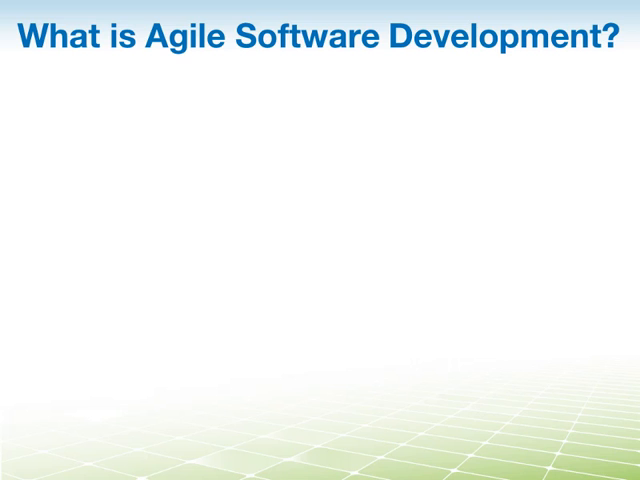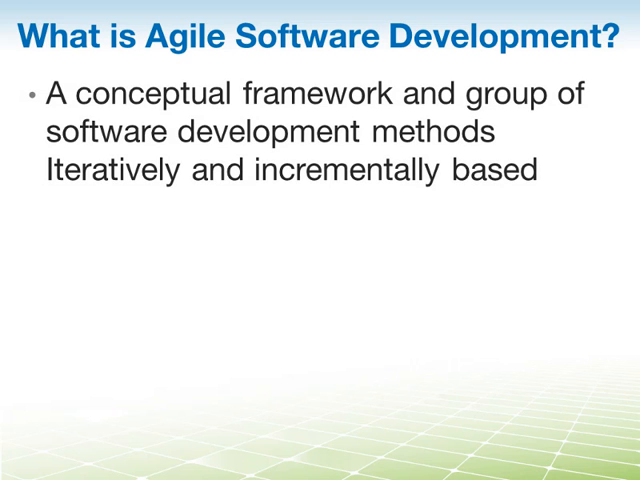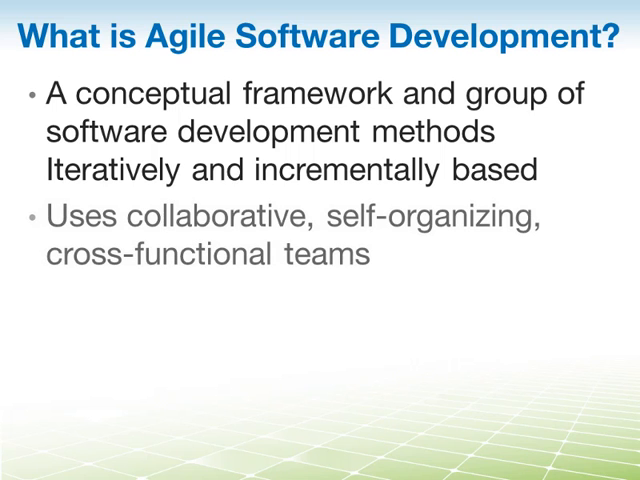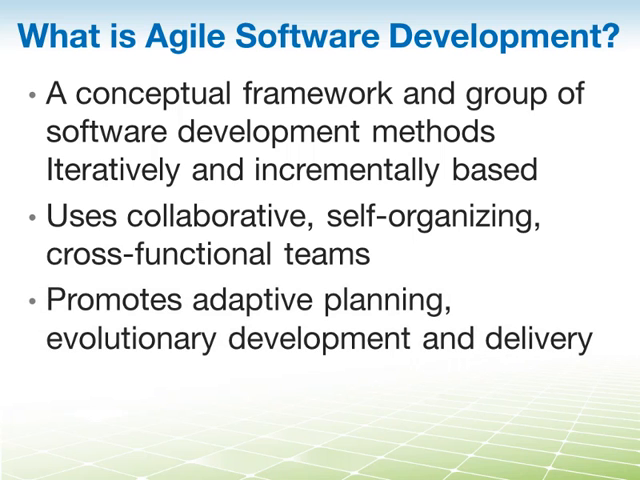On the previous slide, we answered the question, what is Agile project management? Now we answer the question, what is Agile software development? According to Wikipedia, Agile software development is a group of software development methods based on iterative and incremental development, where requirements and solutions evolve through collaboration between self-organizing, cross-functional teams. It promotes adaptive planning, evolutionary development and delivery, a time-boxed iterative approach, and encourages rapid and flexible response to change.